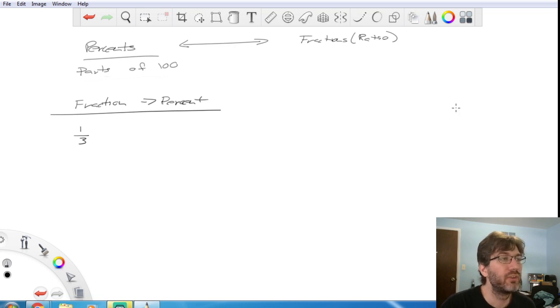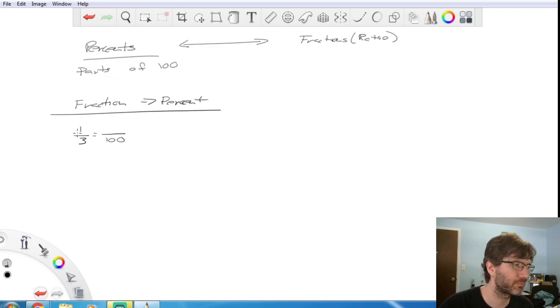In order to do this, you simply just need to rewrite this fraction as a fraction with a denominator of 100. So you're going backwards. And again, because percents are part of 100, you're always looking for the 100 here. So I want to take 1/3 and I want to make it a fraction with a denominator of 100. Once I do that, I know my percent's going to be on top.